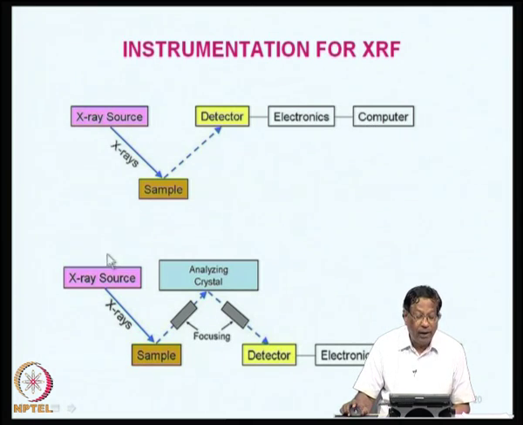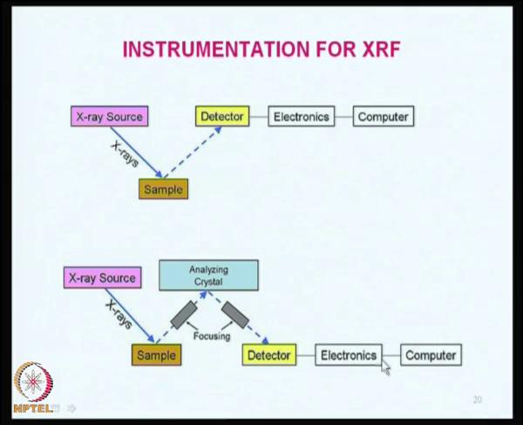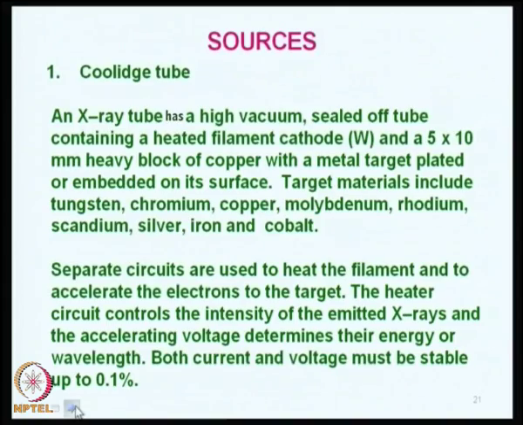Then you can have another kind of arrangement where the X-ray source falls on the sample and then you have an analyzing crystal, and the emitted X-rays are focused using thin metal films, here 1 and 2, and then onto the analyzing crystal. From there again it is focused onto the detector, followed by its electronics and the computer to control the measurement.